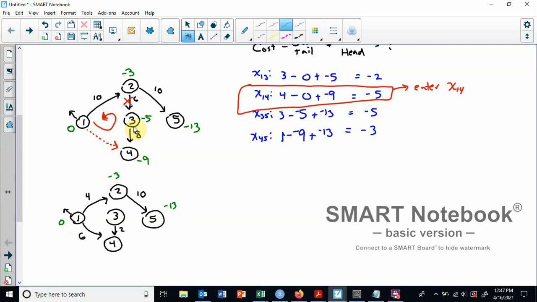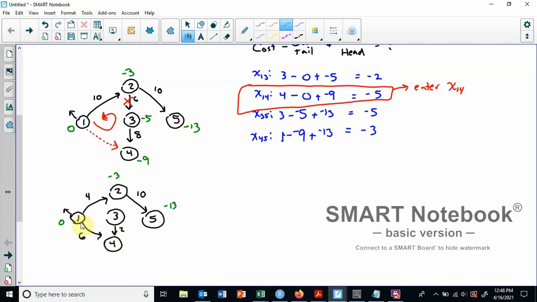But 3 has a new connection to the root now. It's connected over here. So we need to refigure these duals. Now the good news is the spacing between them will not change. So I only need to refigure one of these duals, and I know the other one will change by the same amount.